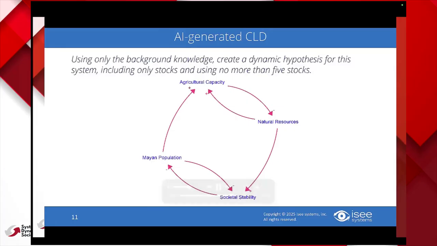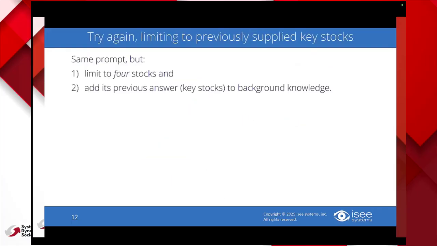And this is in the qualitative engine, which Diana didn't talk about. She just talked about the quantitative. This is in the qualitative engine. I copied the key stocks that it gave me into the background knowledge. So now it has the link and it has the key stocks. And I also told it to limit it to 4 stocks. So I gave it the same prompt, but I just said 4 stocks just to see what it would do. And I added to the background knowledge.